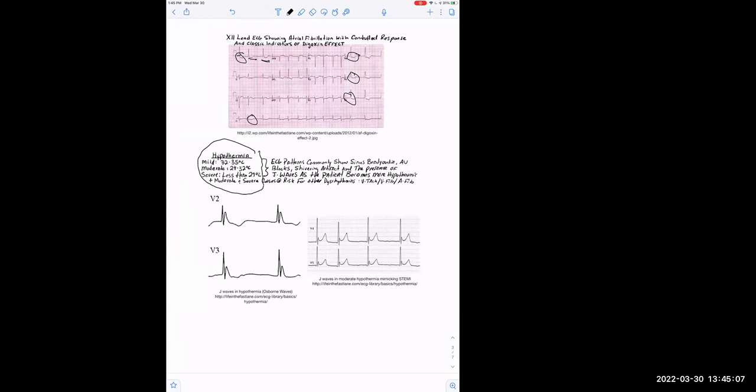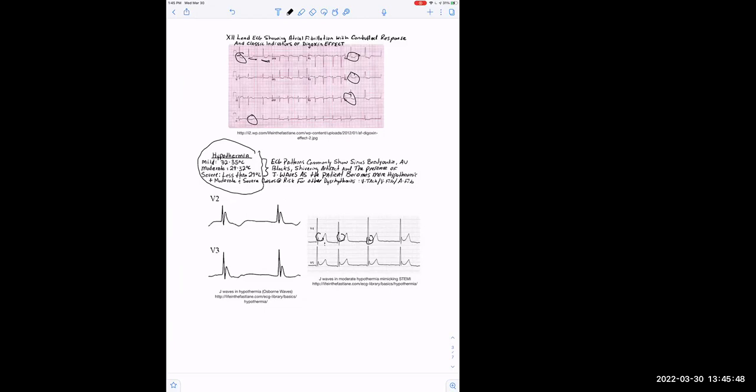Second is a hallmark finding of your hypothermic 12-lead, which would be what's called an Osborne wave, okay? So I should say the presence of a J wave or Osborne wave. Now, if we look here at the ST segment elevation, look at how this little swoop actually kind of looks like a J, okay? So that is a classic finding for a patient that is suffering from hypothermia.